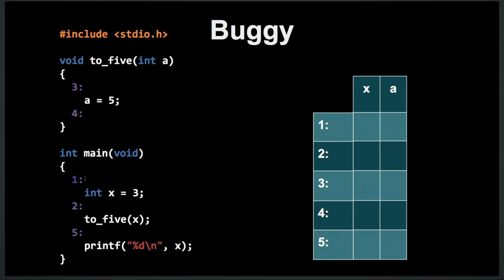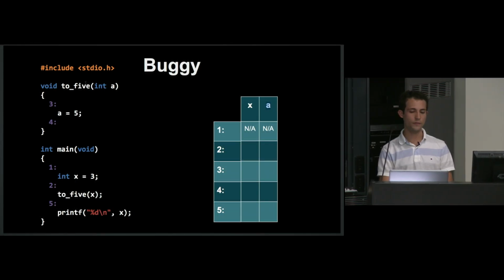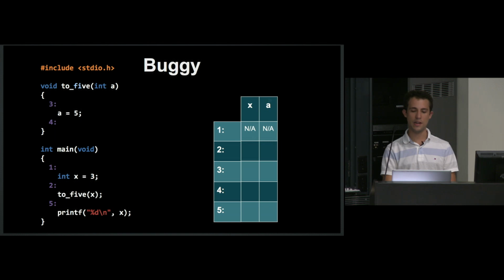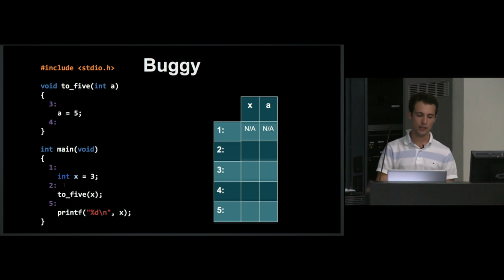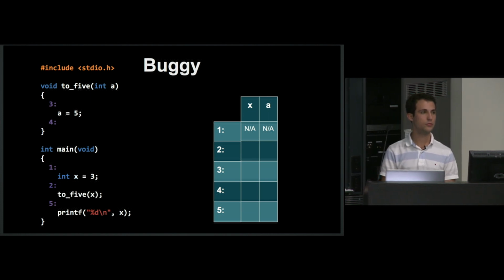Right before the first line of the program, it's just garbage stuff, so I just put NA. We don't really know. A doesn't even exist yet, right? Because we haven't called to5. So int a is not declared. And x is going to exist here, but we haven't assigned any value to it. So, okay. What are going to be the values of x and a in number 2?